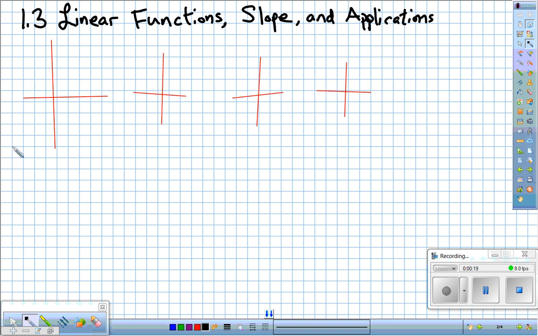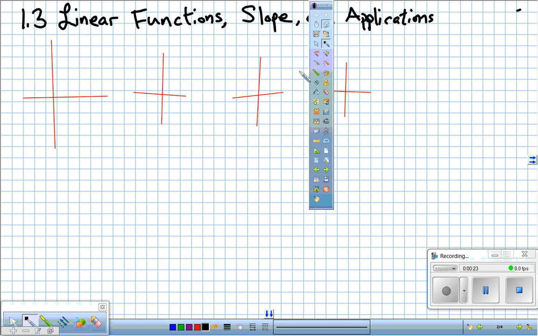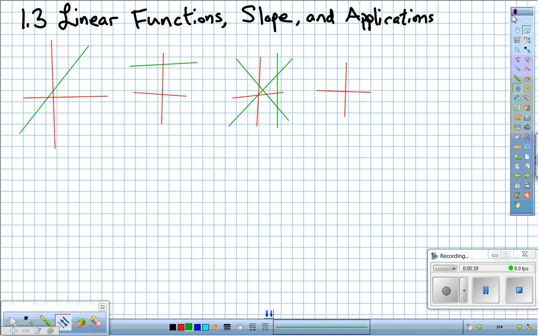So linear functions are always just straight lines. How about I pick a straight line? Okay, so it can be any straight line. The one thing it can't be is up and down. This is not a linear function. Other than that, as long as it's not straight up and down, it's a linear function, as long as it's a straight line.